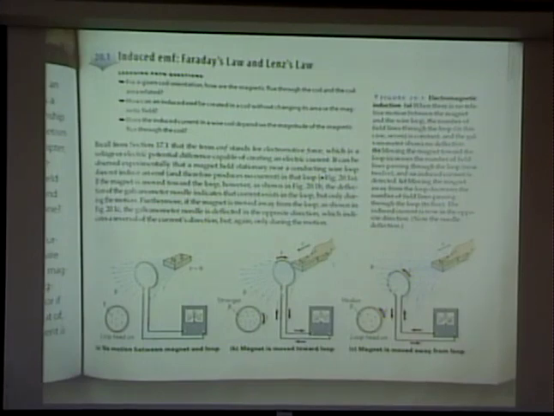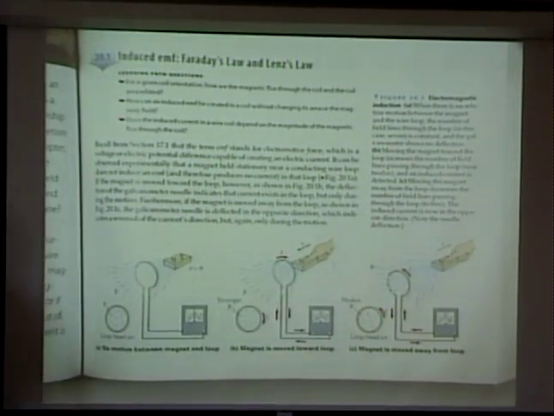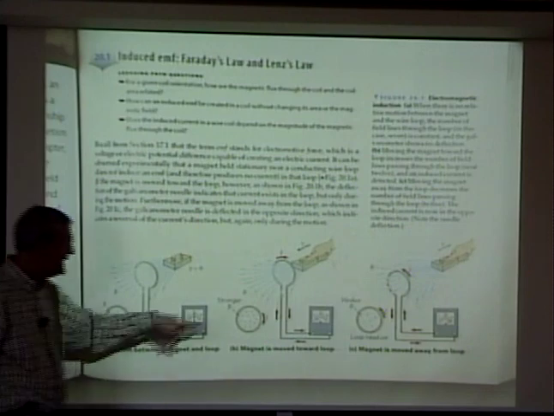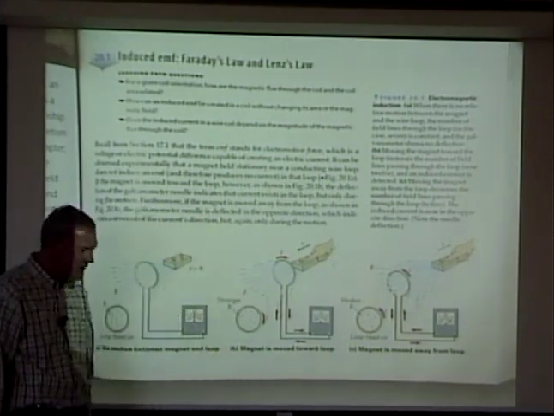What happens to that B field as this magnet's getting closer to it? It increases, right? When you're doing all this kind of hard stuff, don't let your common sense get away from you. The magnetic field is increasing. So here's our loop.